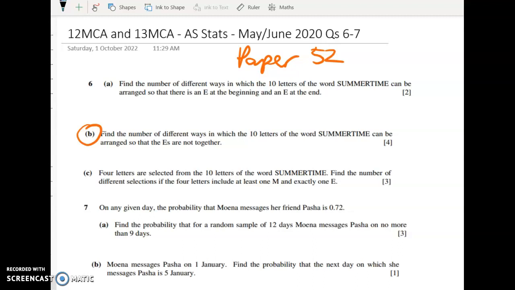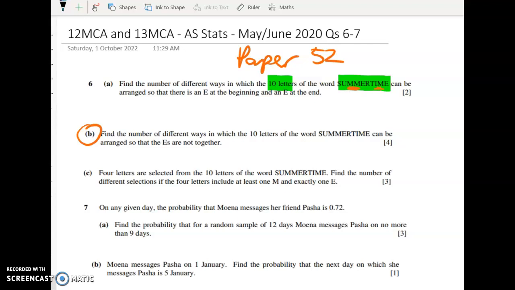In the first one, we've got to find the number of different ways in which the 10 letters of the word summertime, all one word, can be arranged so that there's an E at the start and an E at the end. So if we think about that one straight away, we can see that we're going to have to deal with the fact that we've got 3 M's in there. But we'll come back to that a bit more carefully soon.